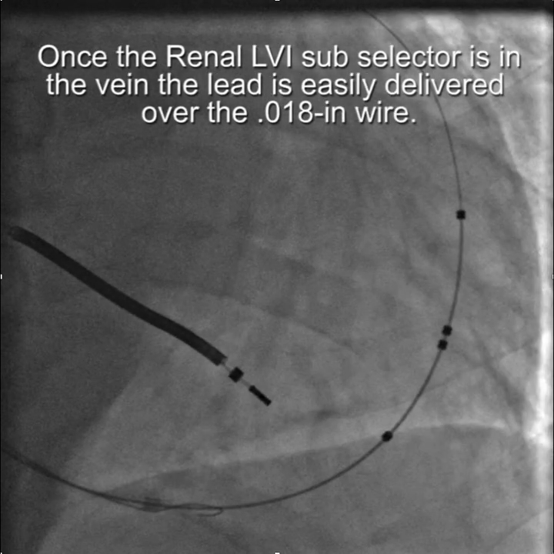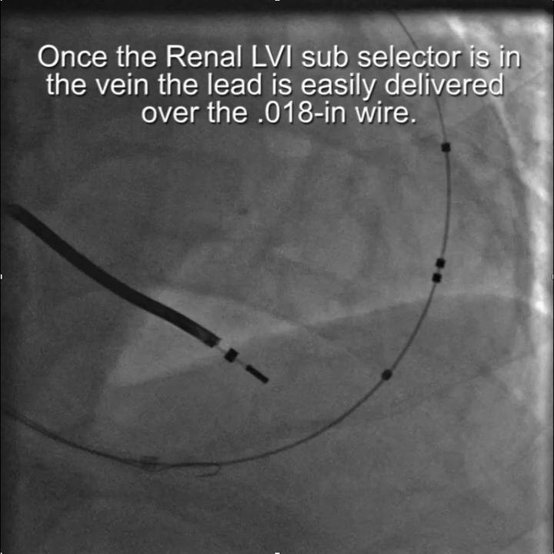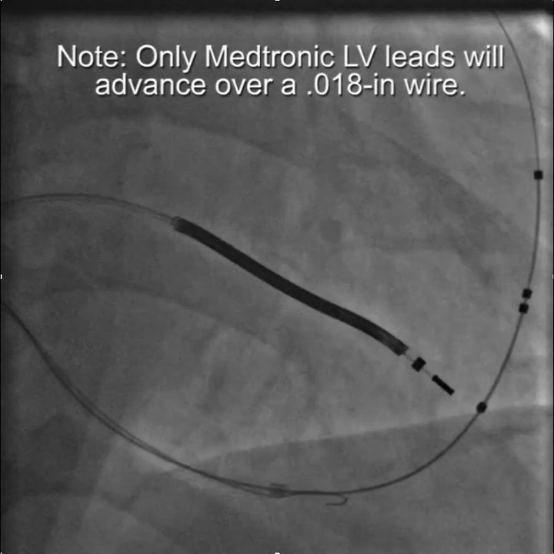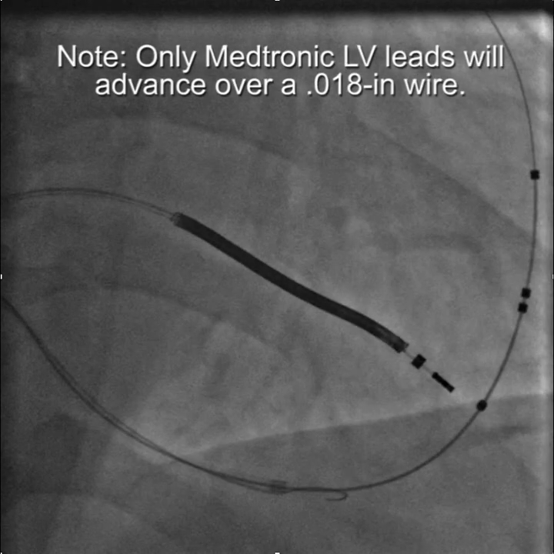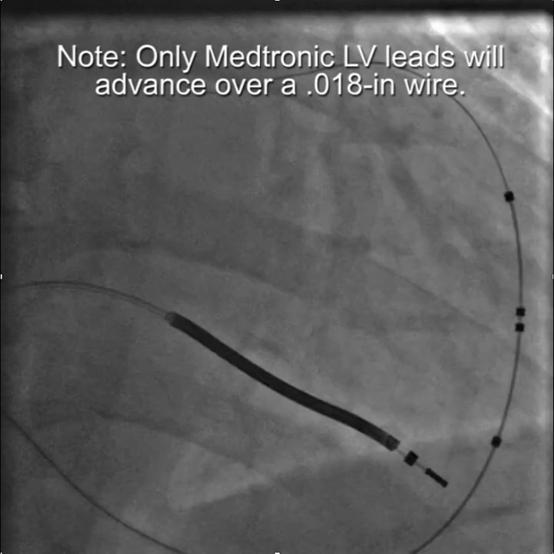And then from there, once we had the renal LVI subselector in the vein, the lead is readily advanced over the .018 wire. Now you'll notice this is a Medtronic lead, and only Medtronic leads will advance over a .018 wire. And that fact can actually be very helpful in some cases. The difference between a .014 and a .018 wire can be quite dramatic in terms of the support that it provides.